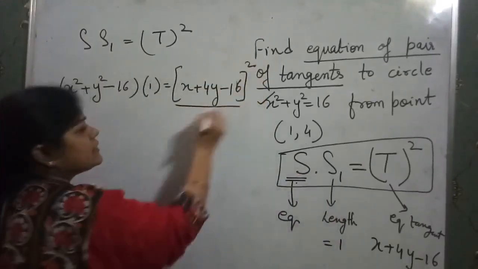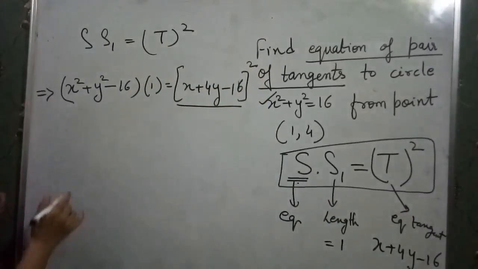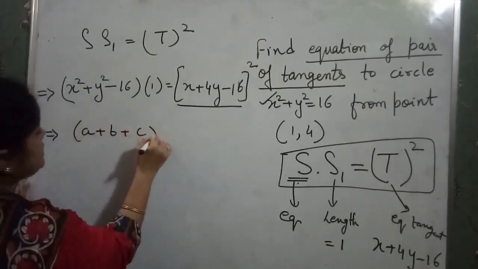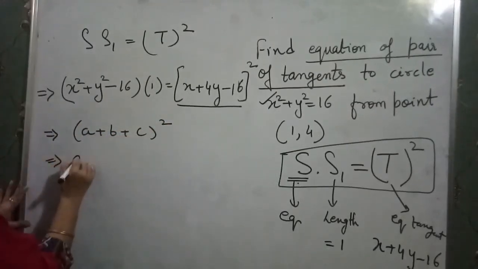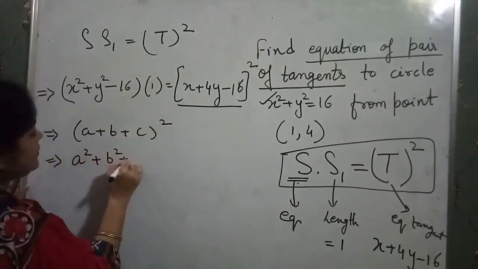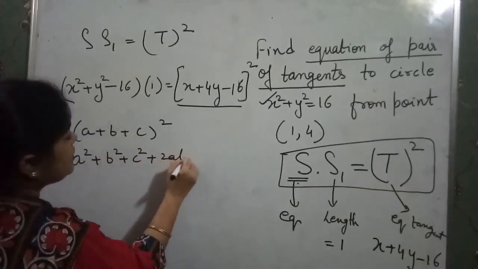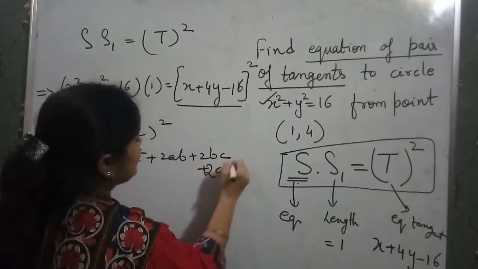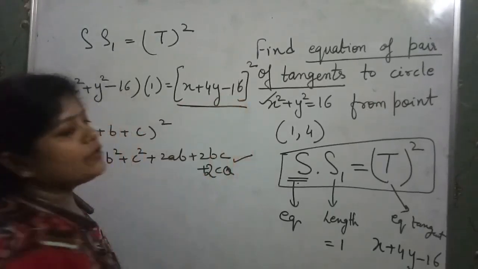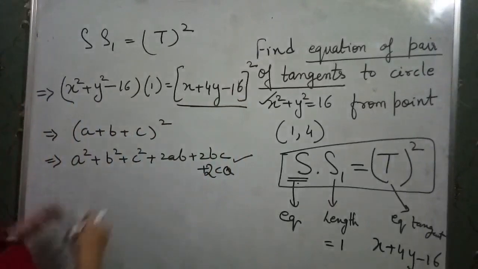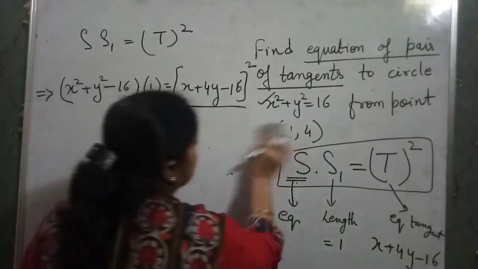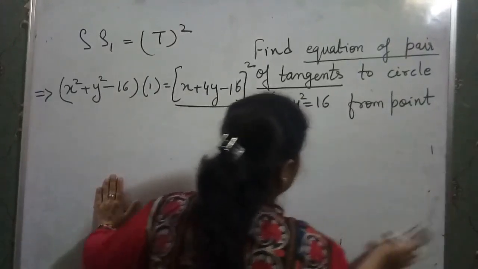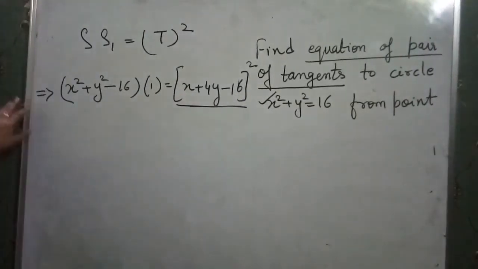Now how will you solve this? I just explain it for some guys who don't know. We have a formula: a plus b plus c whole square. The answer for that is a square plus b square plus c square plus 2ab plus 2bc plus 2ca. Now apply this formula in this one, you will easily get the answer. Clear? Now we are going to solve that. I want a blackboard, a long blackboard. Okay, so now solve this.